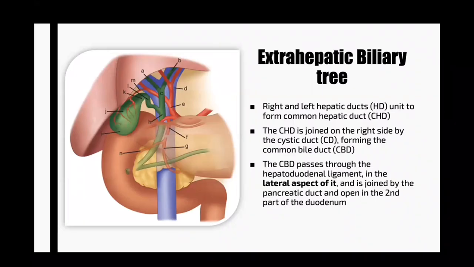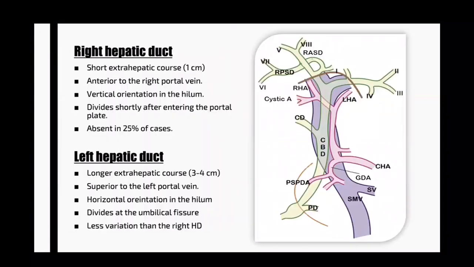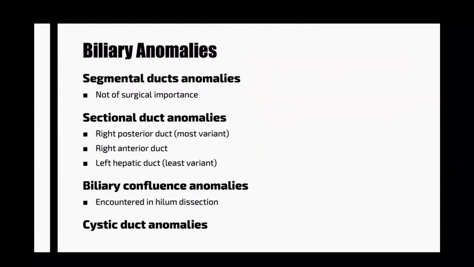Talking about the extrahepatic biliary tree, we have the right and left hepatic ducts forming the common hepatic duct, which joins the cystic duct anteromedially forming the common bile duct. The common bile duct is in the anterolateral aspect of the porta hepatis. The right hepatic duct has a short extrahepatic course and is vertical in orientation, while the left hepatic duct has a longer extrahepatic course and is horizontal in orientation.